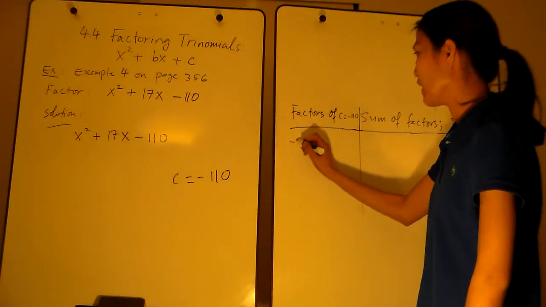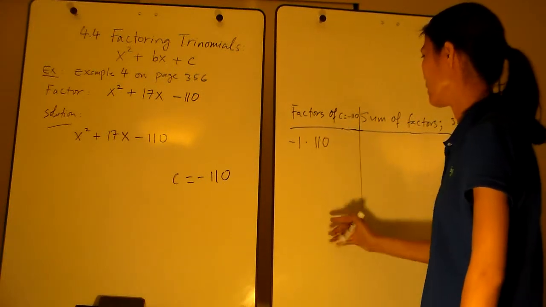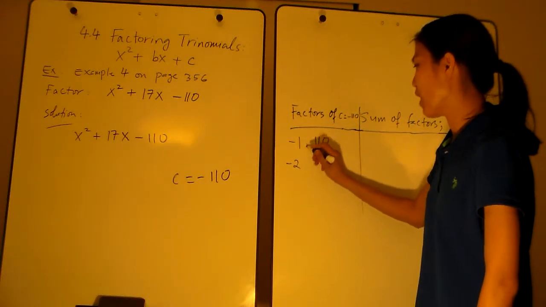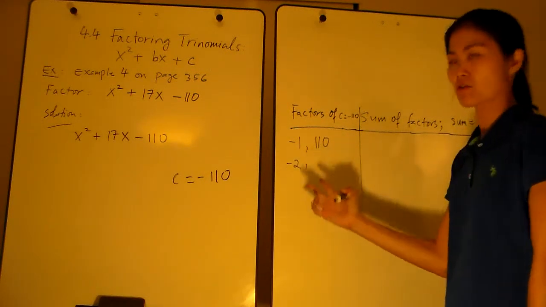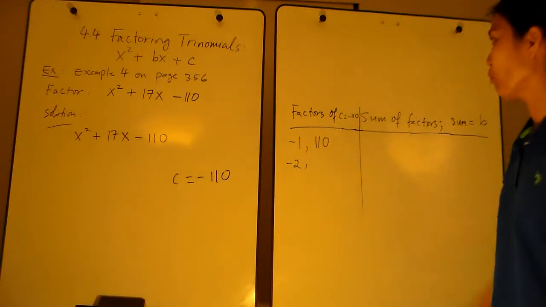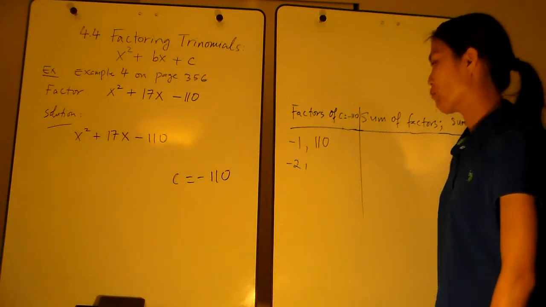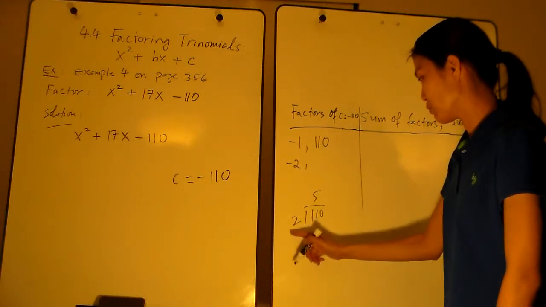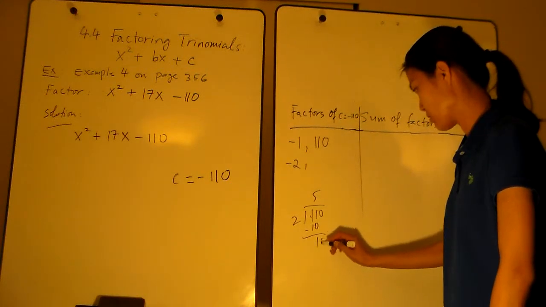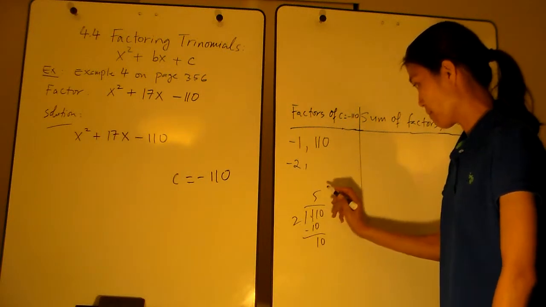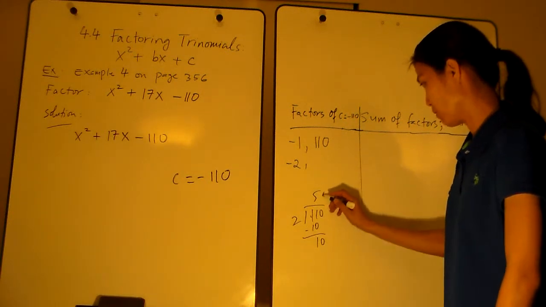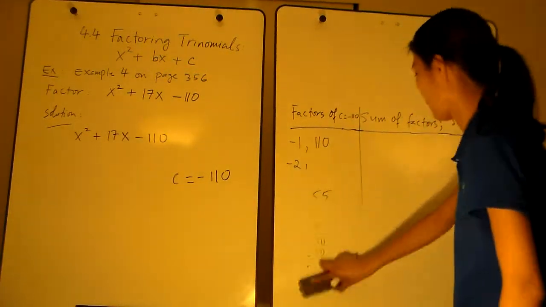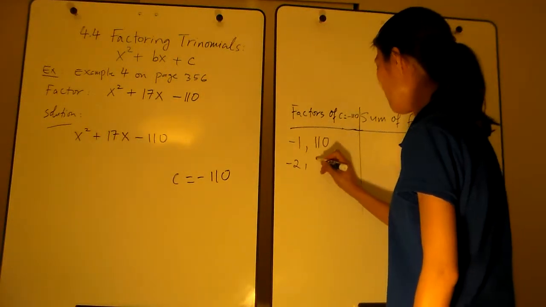Let's see. Negative 1 times 110 is negative 110, right? How about 2? Negative 2 times, let me use a comma to separate them. There are two factors, and when you multiply these two factors, we get c. Negative 2 times what? 110 divided by 2 is 55. So negative 2, 55.